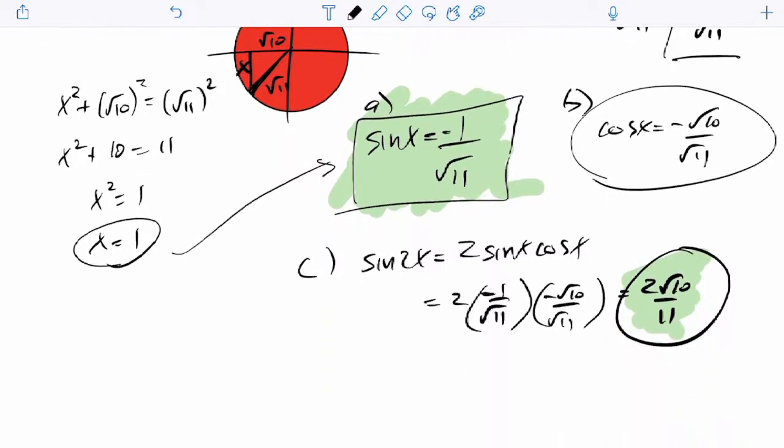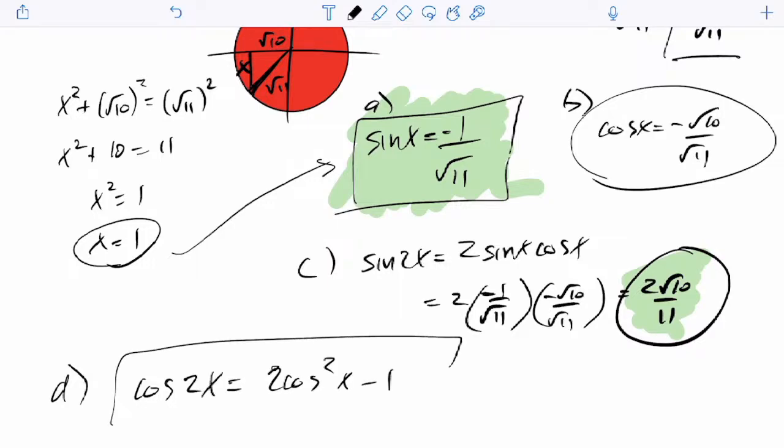And then lastly, for D, they asked for cos of 2x. I'm sure you got it by now, Michael. For the cos of 2x, you could pick any one of the formulas and sub it in. You can use this one, whatever one you like, and you can get your answer for 9D.